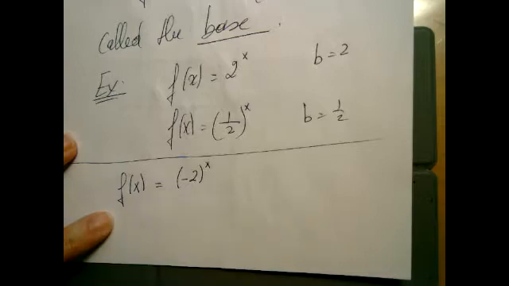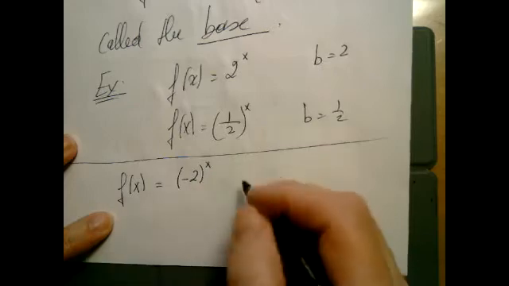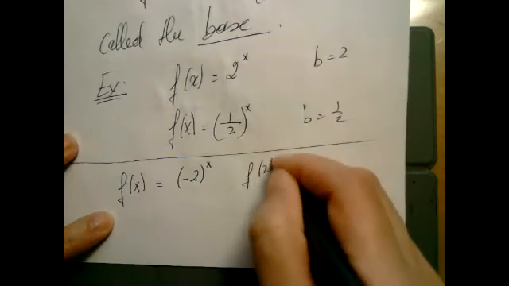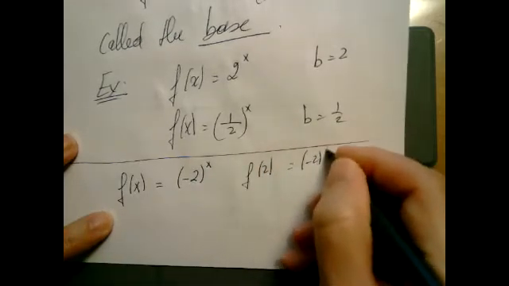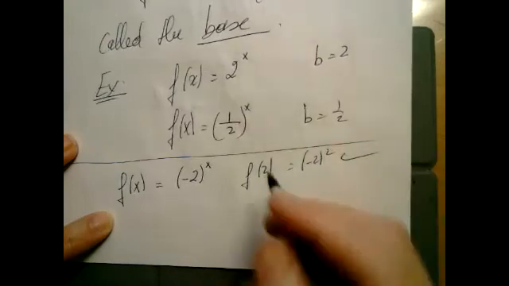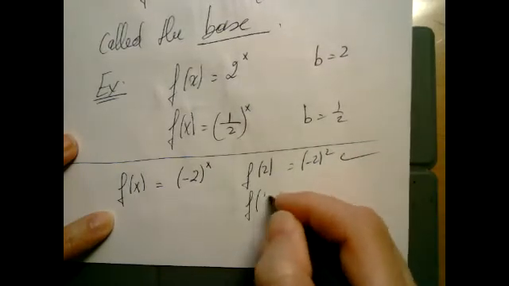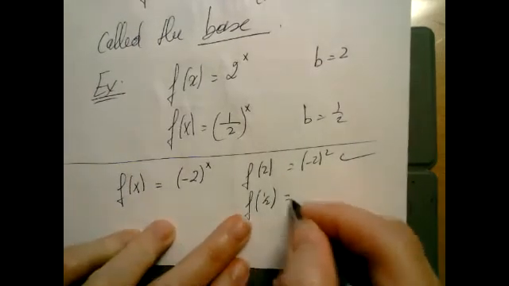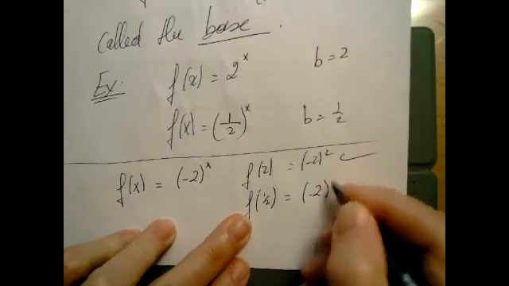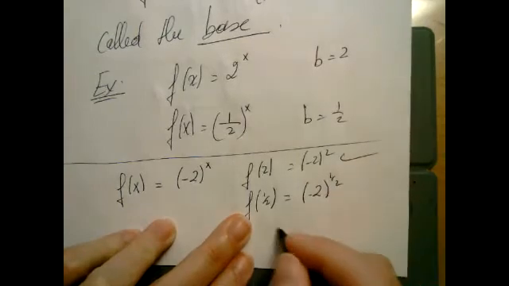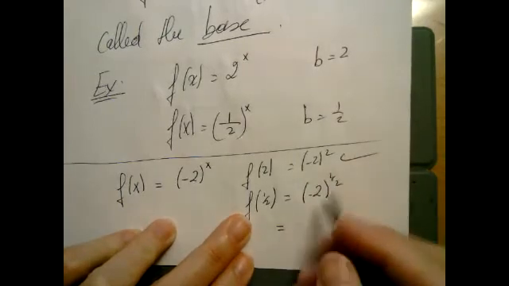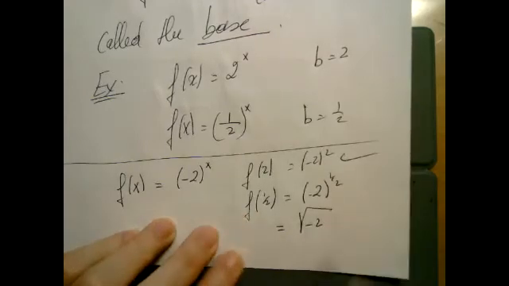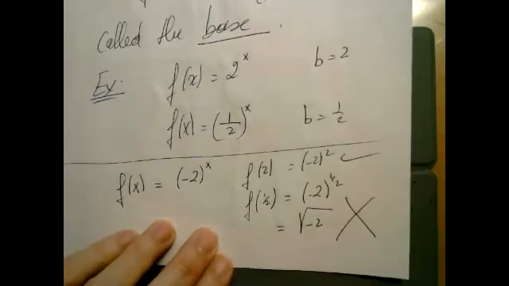Why doesn't this make sense? It doesn't make sense for all values of x. So f of 2 makes sense because it's minus 2 squared. No problem, it's 4. It has difficulty at a half. What is f of a half? This is minus 2 to the power a half. But what's minus 2 to the power a half? It's the square root of minus 2, which is not defined.